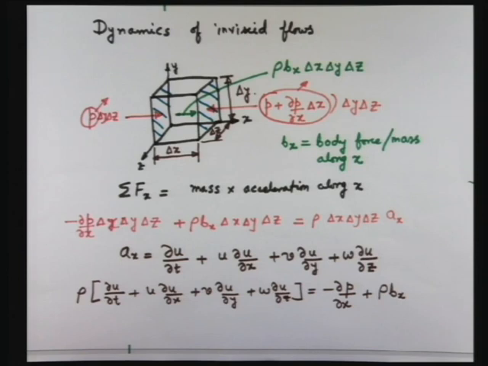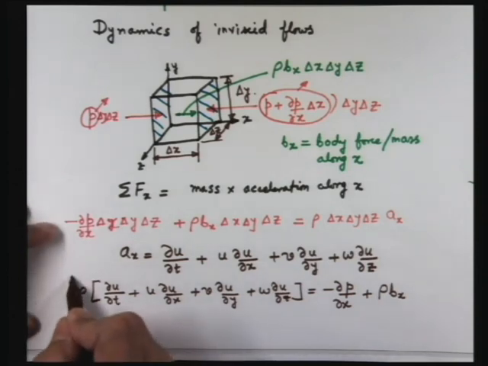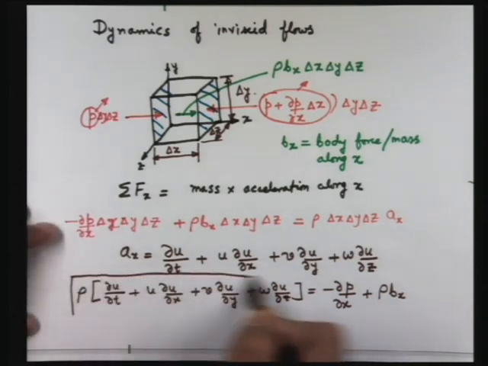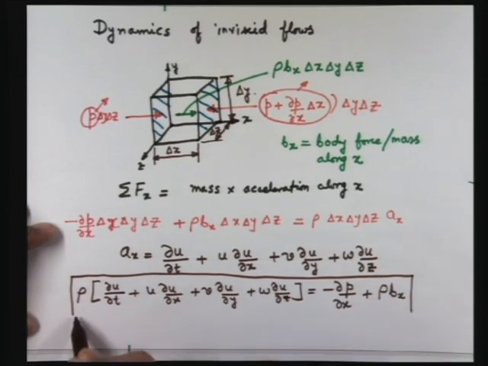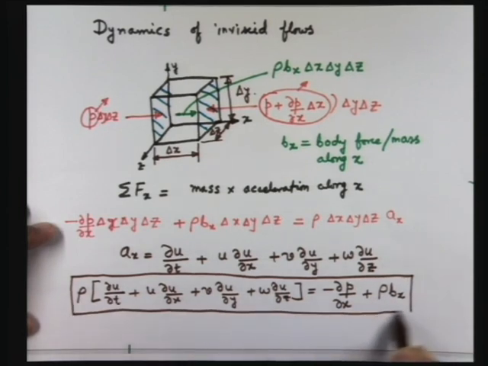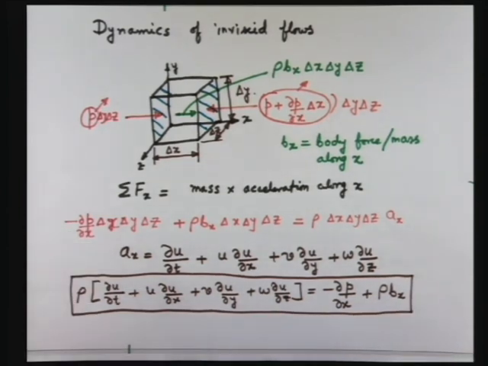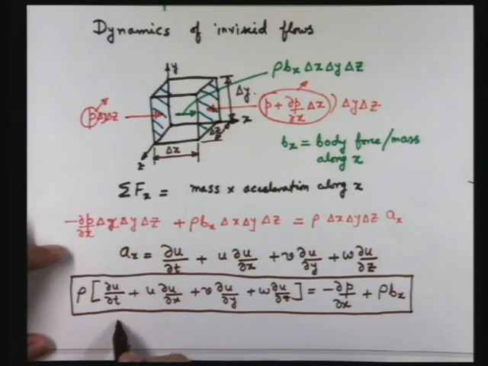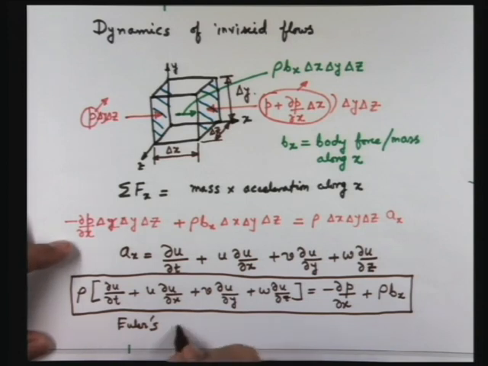This is the equation of motion along the x direction. This equation of motion for inviscid flow is credited to Euler and it is also known as Euler's equation of motion.